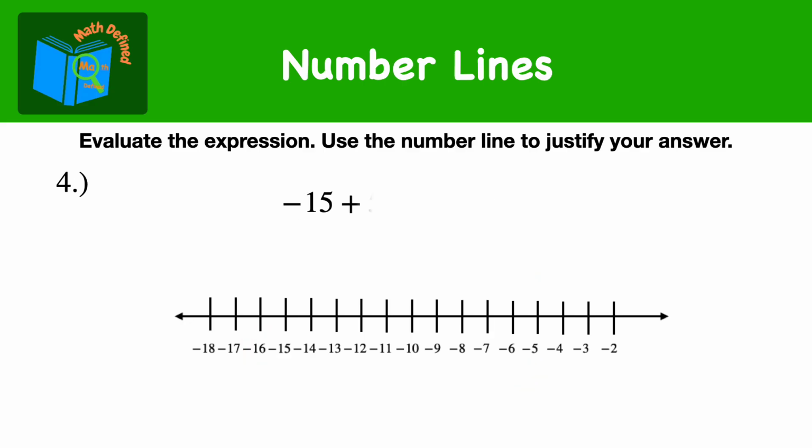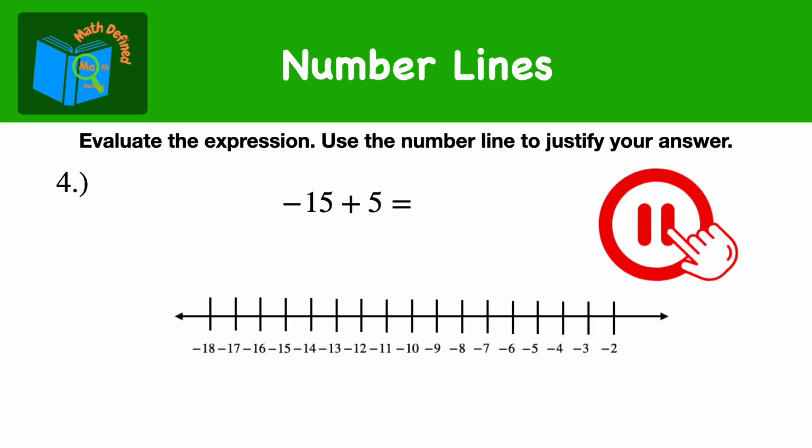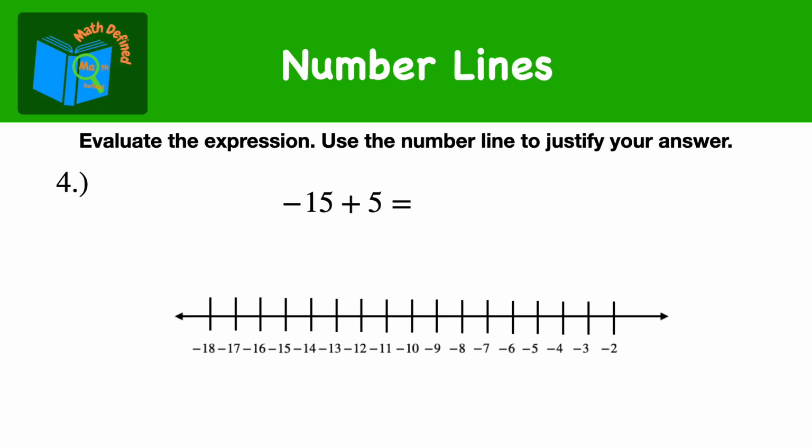Next we have -15 plus +5. Find the sum first and then use the number line to justify your answer. The two integers have different signs, so you can think subtract and then keep the sign of the larger number. To justify our answer, we start at -15 on the number line. Then adding +5 means moving 5 spaces to the right. That lands us on -10. So we know our answer is correct.